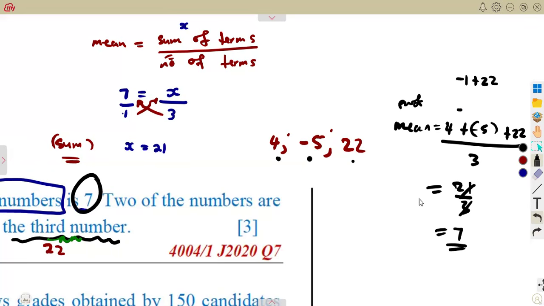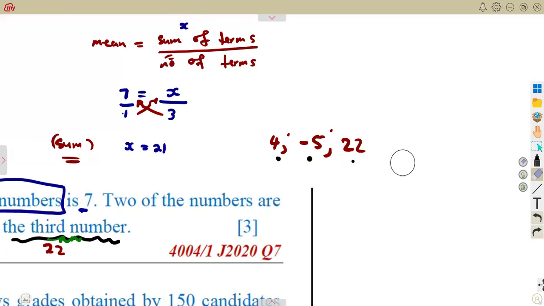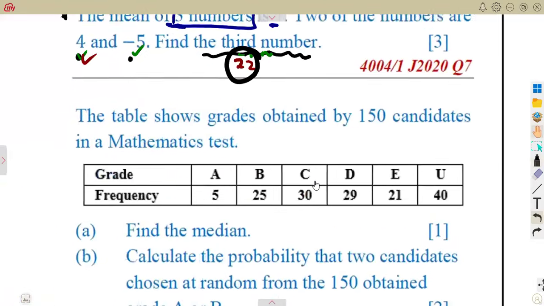Truly, our mean is 7 from this number that we calculated, which means that our answer is correct. The third number is supposed to be what? It's supposed to be 22. So you see, this is exam, guys.